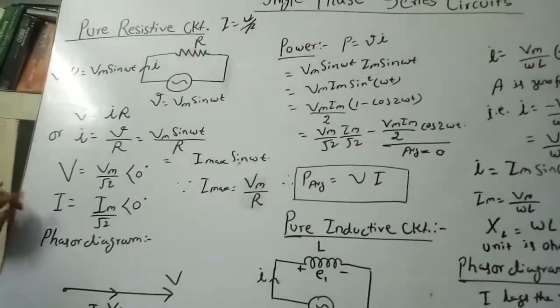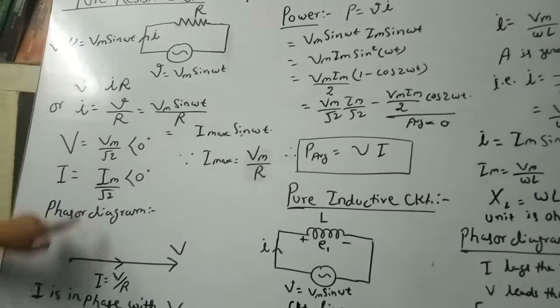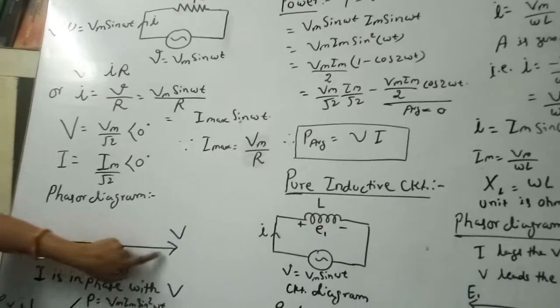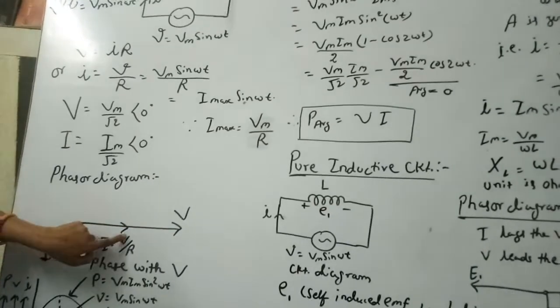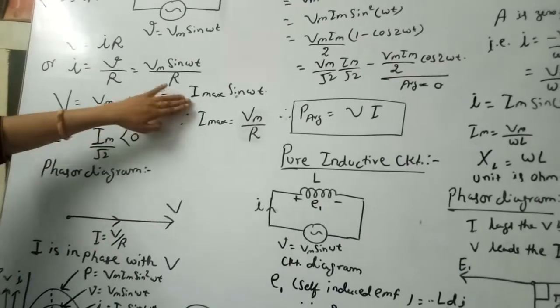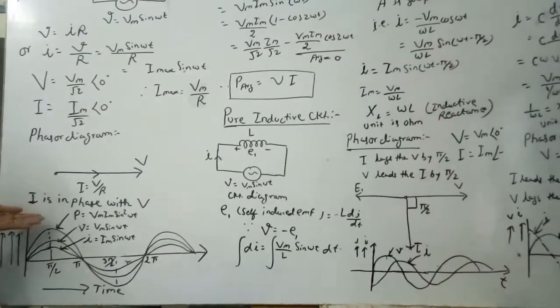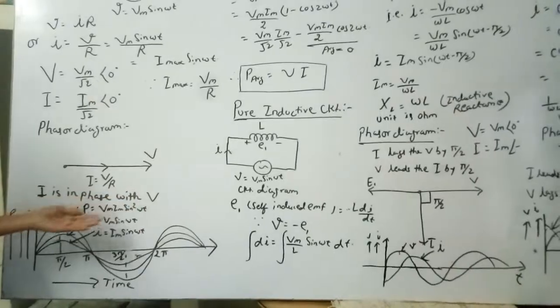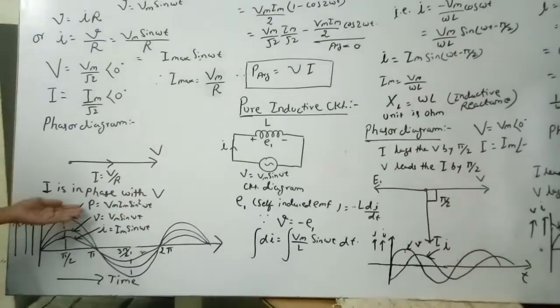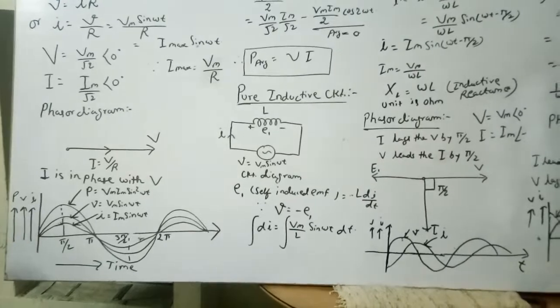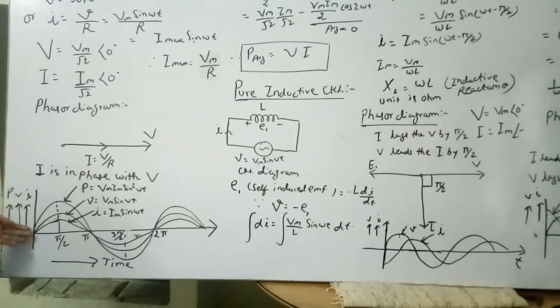So we can draw the phasor diagram. V is taken as reference, and in phase with it the current is also coming, that is V by R. So we can see that the current is in phase with the voltage, and this is the phasor diagram, and the time response diagram, the sinusoidal diagram, is represented by this.